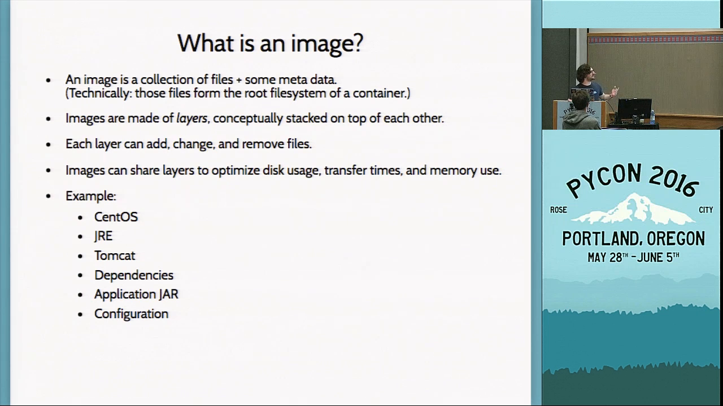So for instance, I should have put a Python example here, but let's say you have this Java application. So you say, I have my base CentOS distro. On top of that, I install the JRE, so the Java environment. Then I install Tomcat, which is this server to run Java things. Then I have the dependencies for my application, like all the libraries I need. Then I have the application itself, and then I have some configuration files for my application.